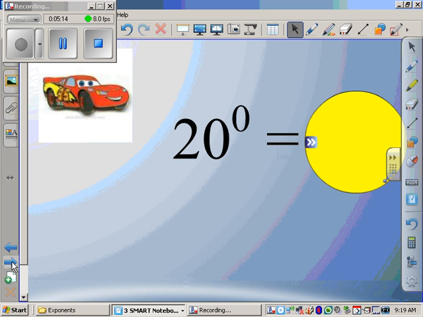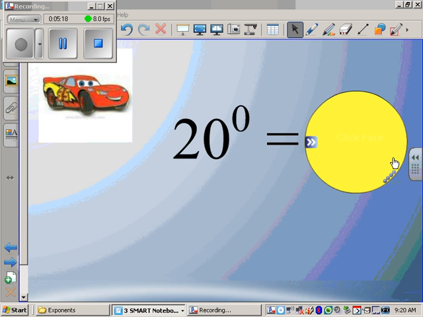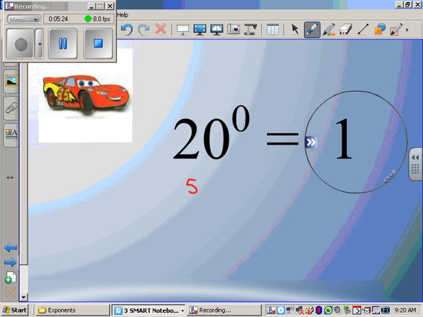What about to the 0 power? Most people think that anything to the 0 power equals 0. But in fact, anything to the 0 power actually equals 1. So whether you have 5 to the 0 power, 10 to the 0 power, 100 to the 0 power, every answer is going to equal 1.